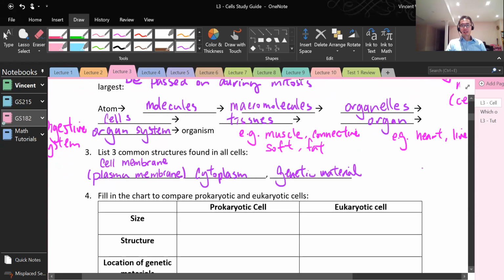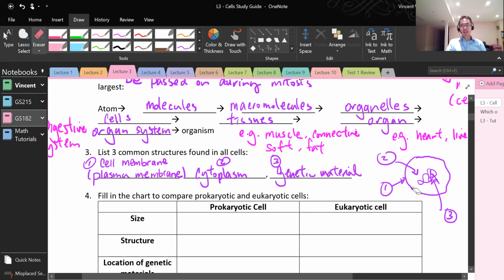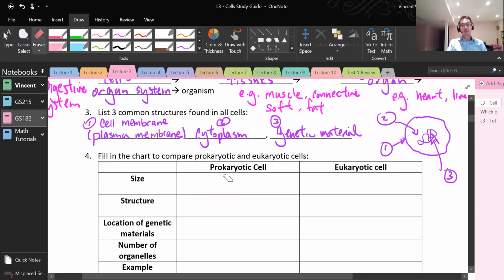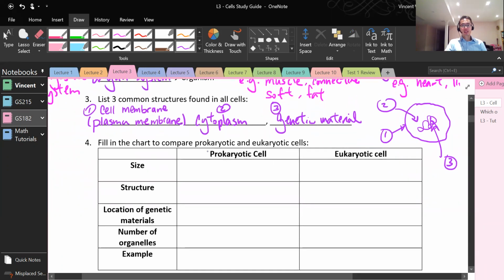You can think of a bag here. That's the cell membrane, number 1. Number 2 is the cytoplasm, the fluid inside, and then you will have some genetic material. Number 3, the genetic material might or might not be in a concentrated area, depending on whether it's a prokaryotic cell or a eukaryotic cell. Let's take a look at the difference between prokaryotic cells and eukaryotic cells.